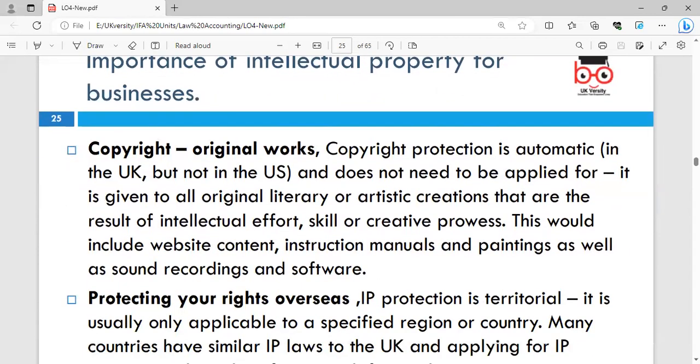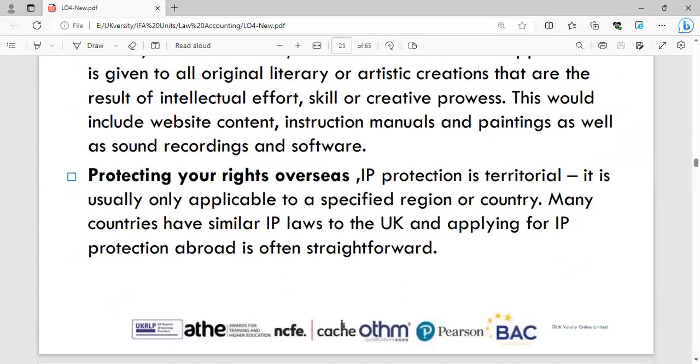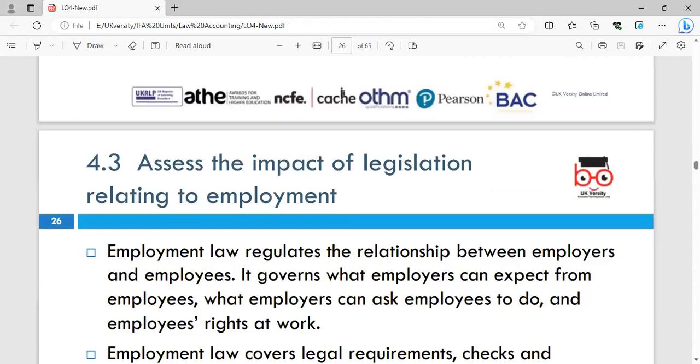Importance of intellectual property: copyright, original work. Protection is automatic in the UK but not in the US, and does not need to be applied for, given original literary creation. Then protecting your rights overseas: IP protection is territorial and applies to regional countries, and many countries have similar IP laws to the UK, and applying for it. Then we have 4.3.